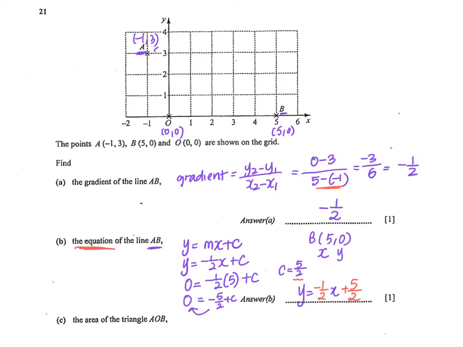Alright. Now, next part of the question. Find the area of triangle AOB. So if I want to find the area of triangle AOB, that means I'm going to draw this triangle first.